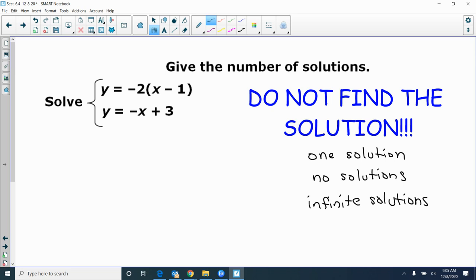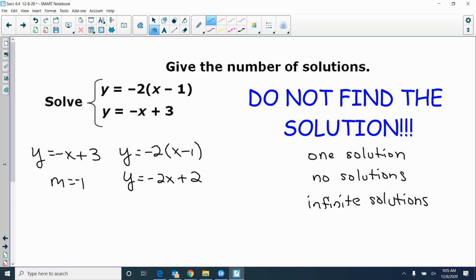What's the easiest way to do that? There's just one main thing we need to look at. You got to look at the slope. Now for the first one, let me look at the second one. y equals negative x plus 3. What's the slope of that line? Negative 1. Now for this one, y equals negative 2 times x minus 1. Distribute that negative 2. And now we got it in slope-intercept form. What's the slope of that line? Negative 2. So from this information, you got enough to tell me, is it one solution? Is it no solution? Or is it infinite?